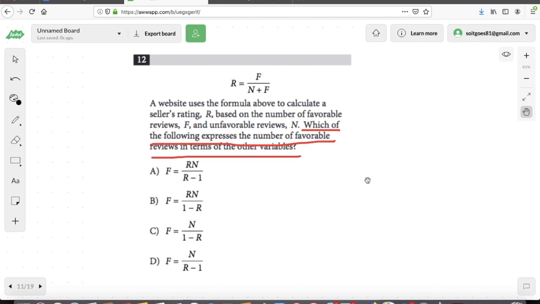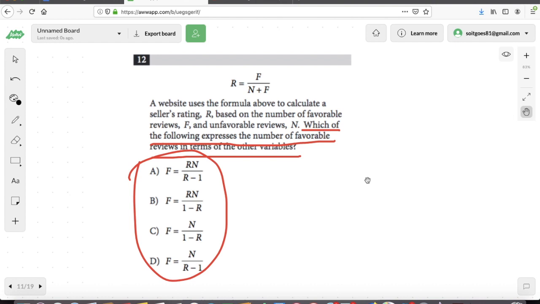I don't know if we've seen this phrasing before on the SAT. I think we have. In fact, we remember the question from the day one session with the air temperature and the speed of the sound wave. Remember, they said which of the following expresses the air temperature in terms of the other variables, or something like that. I don't remember, but it's the same phrasing, and it's the same concept here. It's kind of a fancy way of saying isolate F.